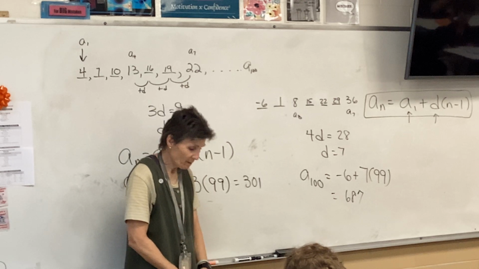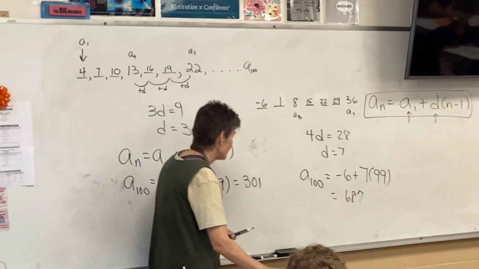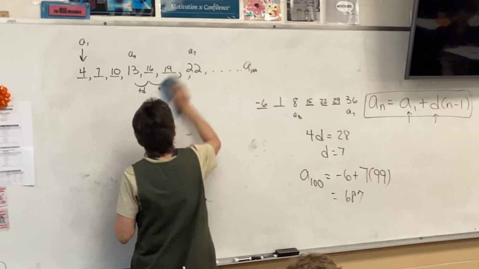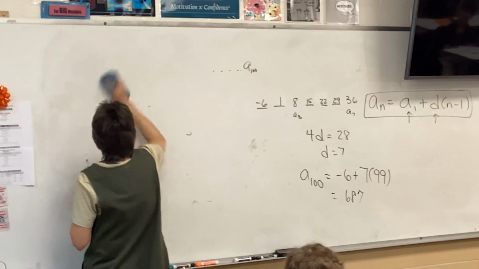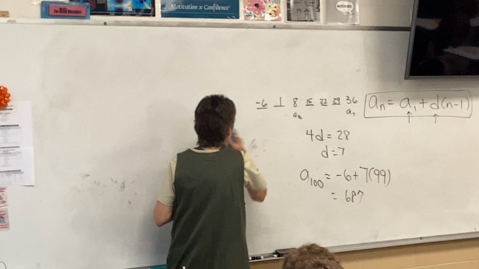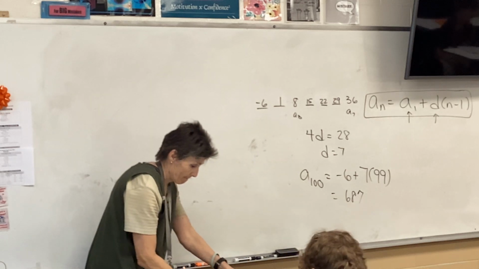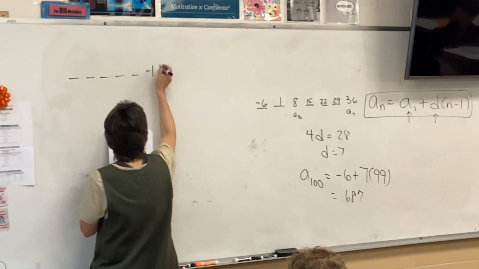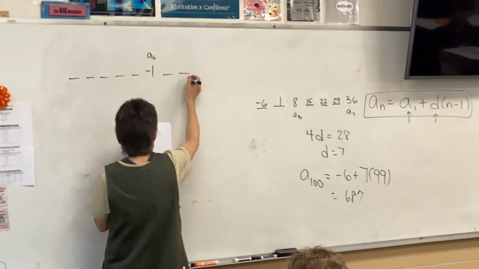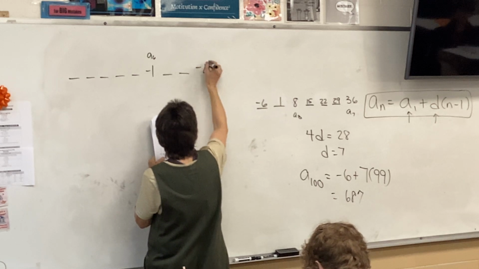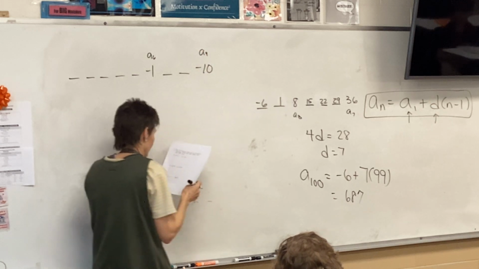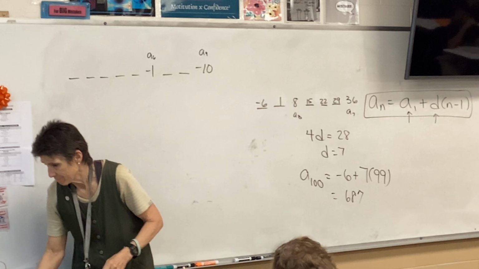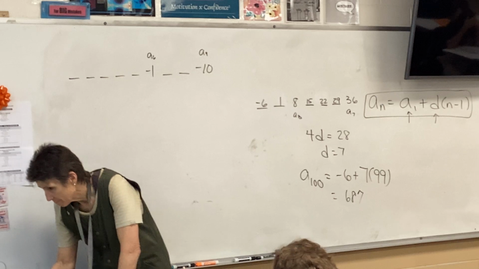All right, one more on the page. You and your partner try C. Same thing. Talk to your partner. Okay, I have to write it down.